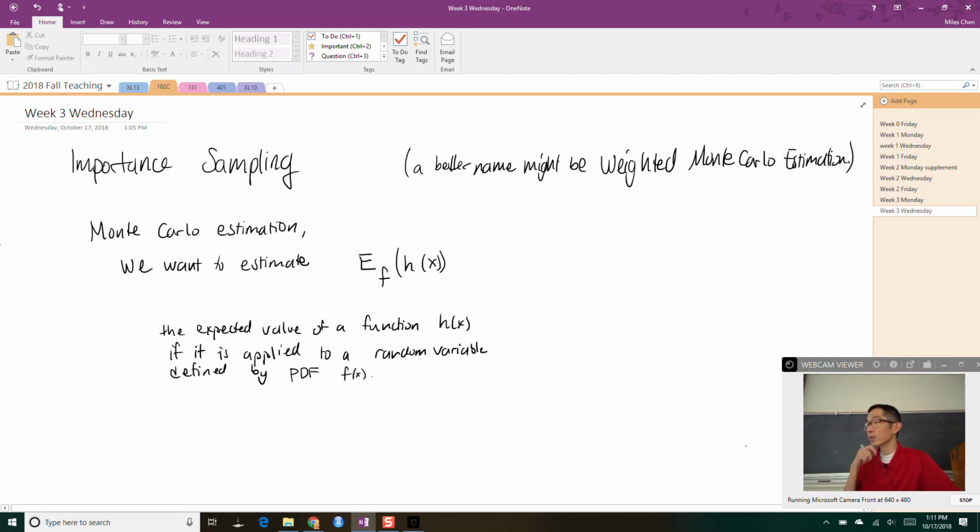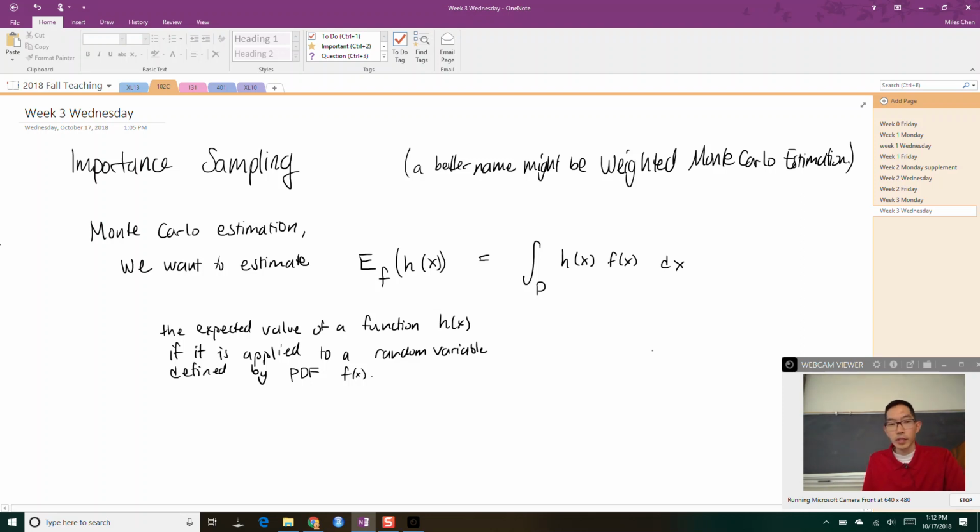Okay? And so, for example, if h of x is the function x squared and f is the normal density, then the expected value of h applied to the normal density would be the expected value of a chi-squared distribution with 1 degree of freedom. Okay, and we said this is equal to the integral of h of x times f of x dx over the domain D.